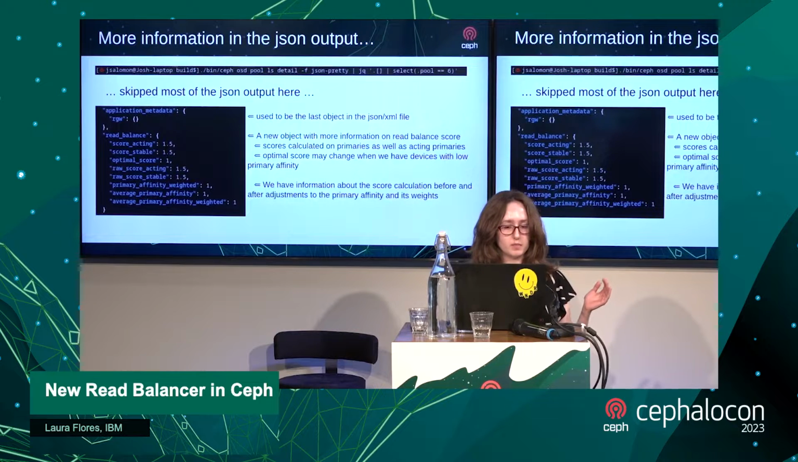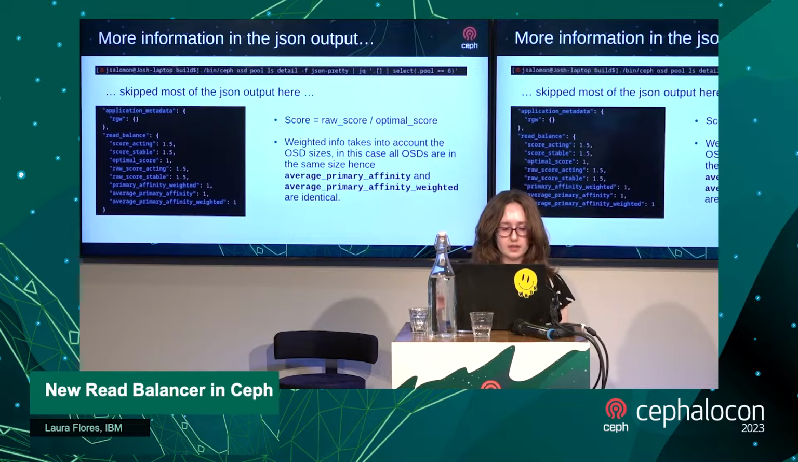So that was the output of ceph osd pool ls detail without adding a formatter. But if you add the JSON or the XML formatter, you'll see even more details added to the rebalance score. We have the acting score and the stable score, which are based on the acting set and the upset, respectively. We have raw scores, which I'll explain more in the next slide. And we also have some metrics about what the average primary affinity is and primary affinity accommodated with different weights.